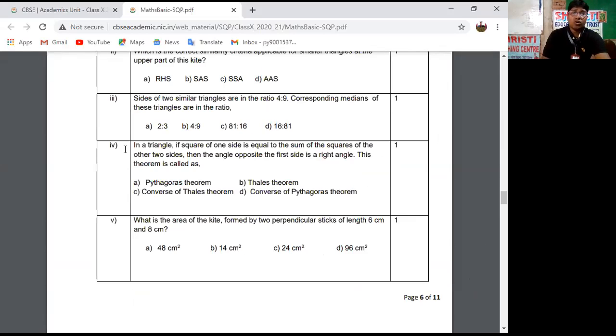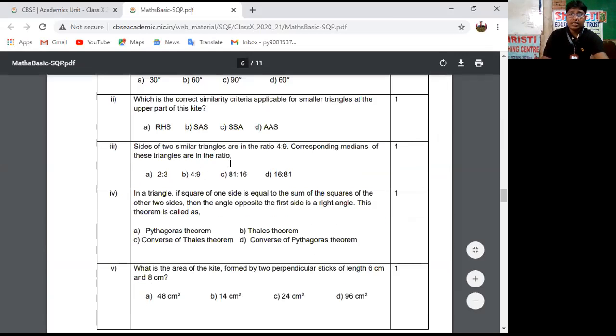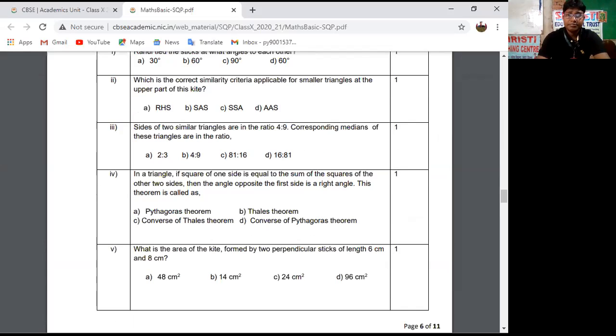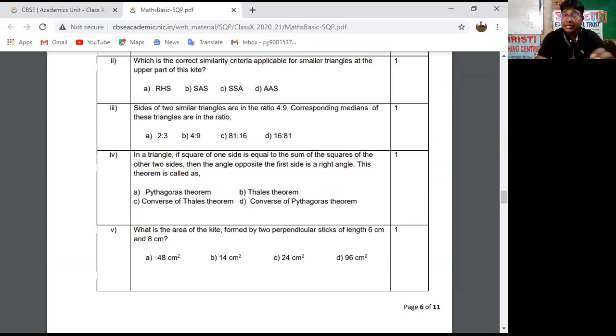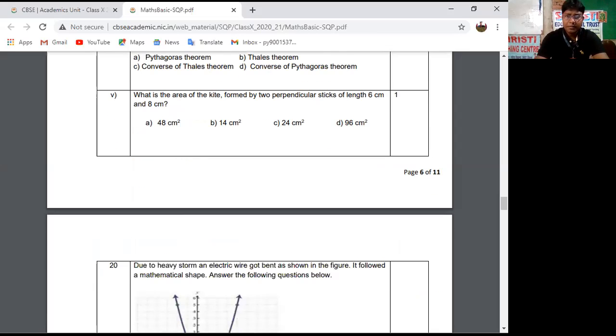In this question also you can observe here, the sides of two similar triangles are in the ratio of 4:9. The corresponding medians of these triangles are in the ratio of? You have to apply the properties of the triangle, and with the help of properties you can solve it. So simply, your answer would be 4:9. If we had to find the areas, then it becomes 4 square and 9 square, that means 16/81, option D. But it is not asked here. Only the corresponding medians are asked, so D is not the answer. You have to apply the properties.